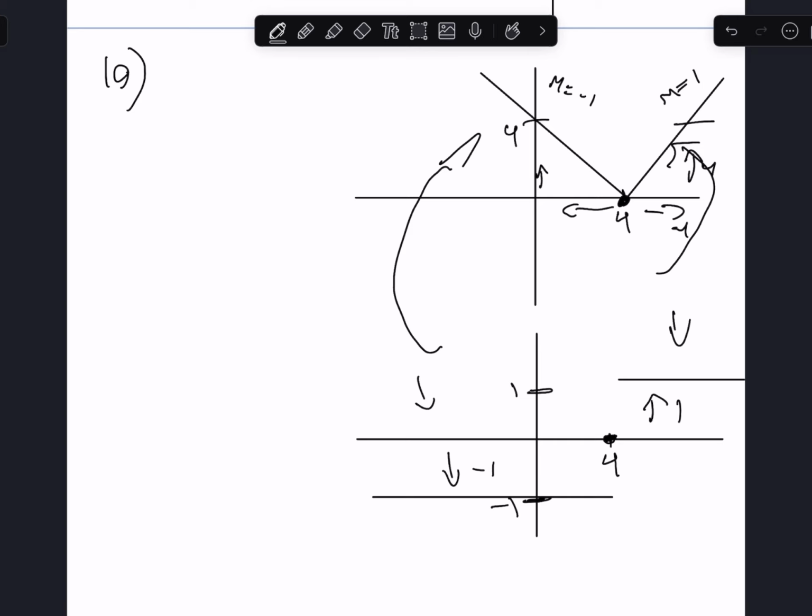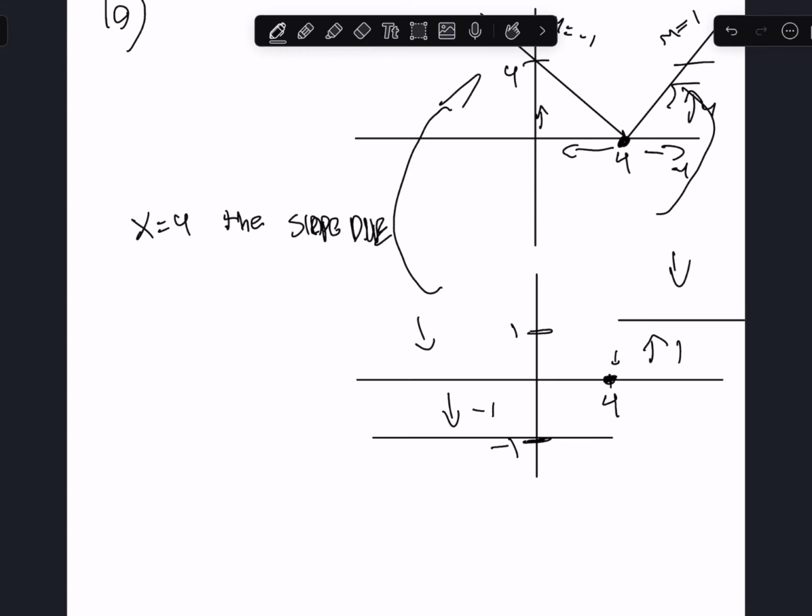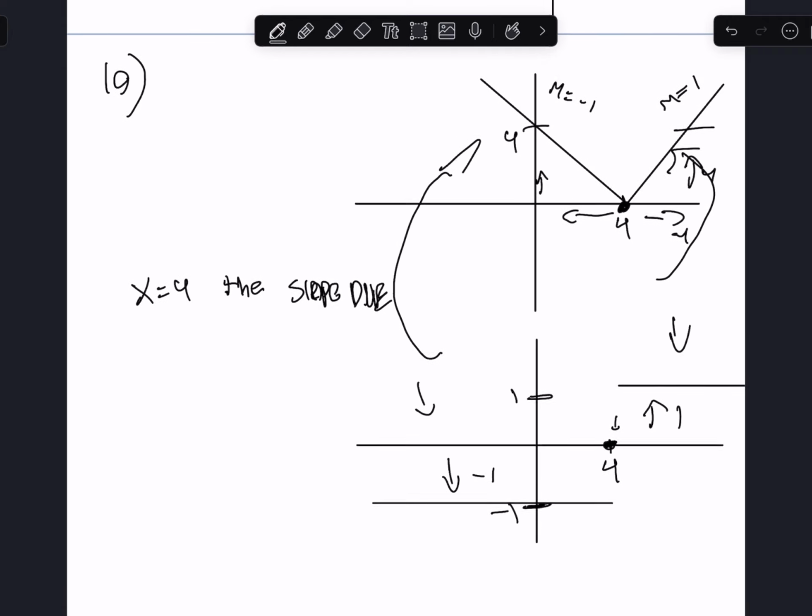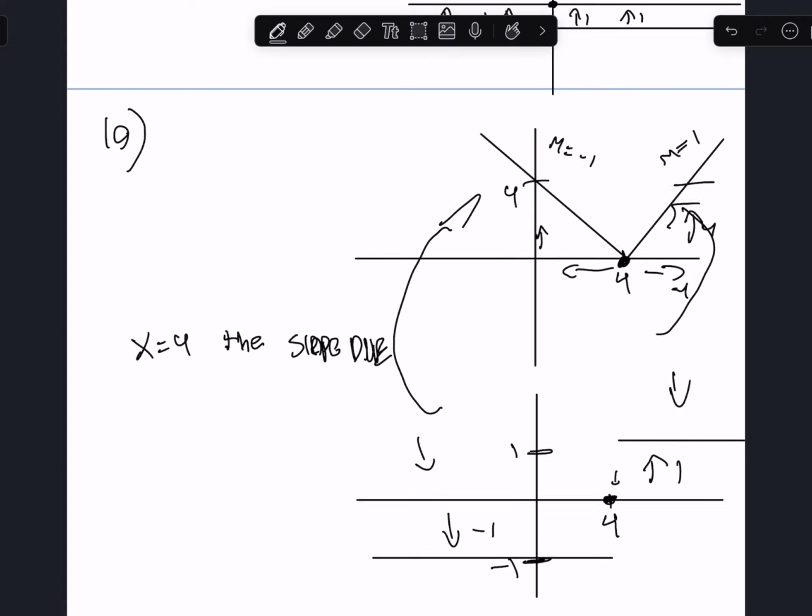So at the point x equal 4, the slope does not exist. And this is how you draw the graph of f prime of x. We find the slope, we have our x-intercept, we have our 4, and we simply just have to find our slope of our original graph.